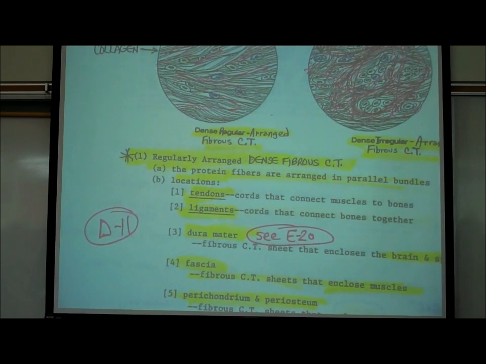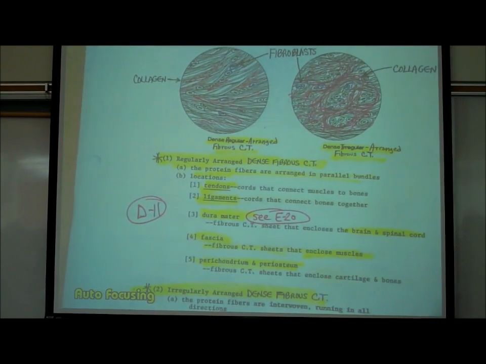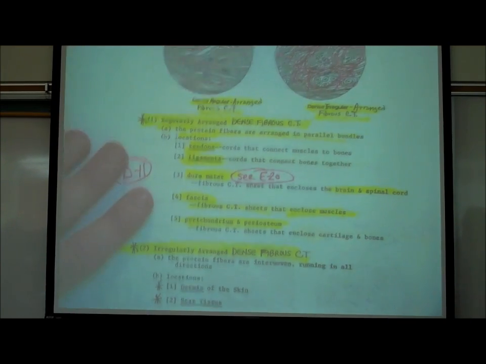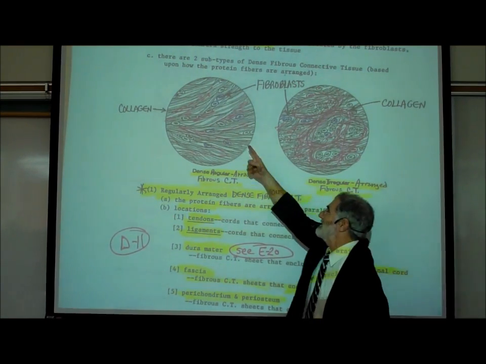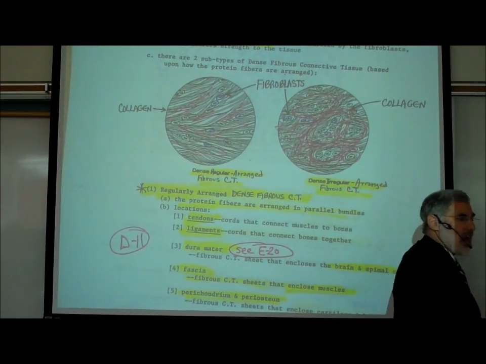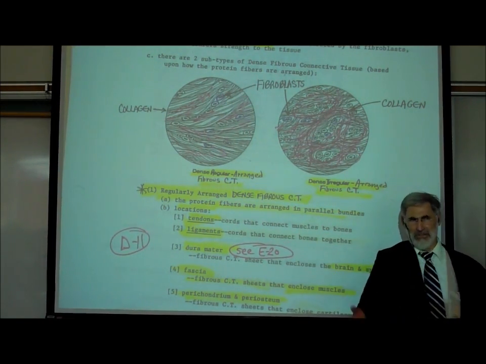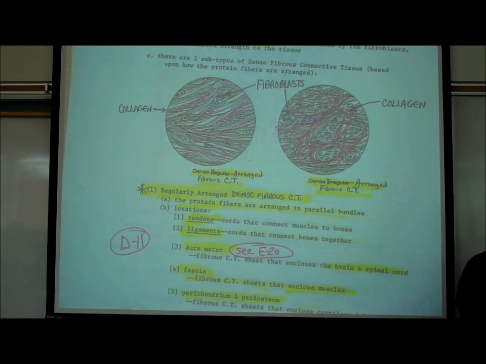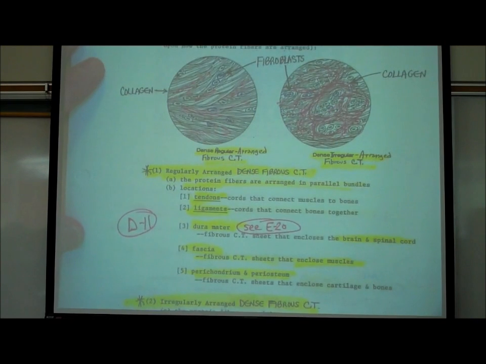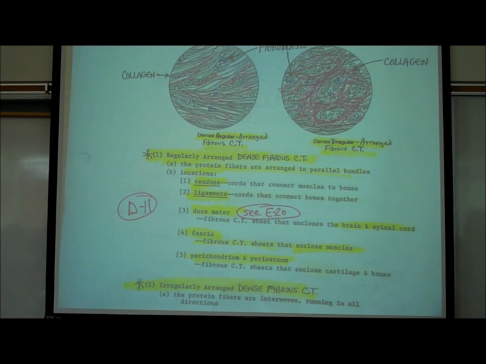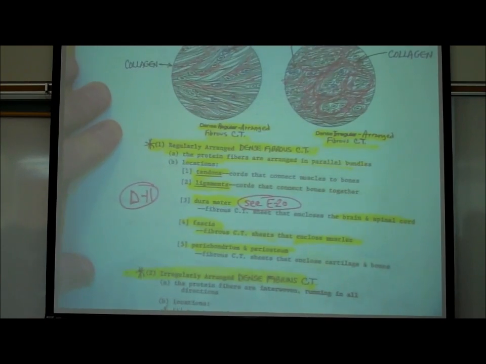Now, where do we find, let's start with the regularly arranged dense fibrous connective tissue. So where do we find it? This is what makes up our tendons and ligaments. So at the microscopic level, this is what a tendon or a ligament looks like. The collagen is what makes it really strong. You'd say, well, what's the difference between a tendon and a ligament if they're the same tissue? The difference between them is what they attach. Tendons attach muscles to bones. Ligaments hold bones together. But they're basically the same tissue. What else is made up of this tissue?